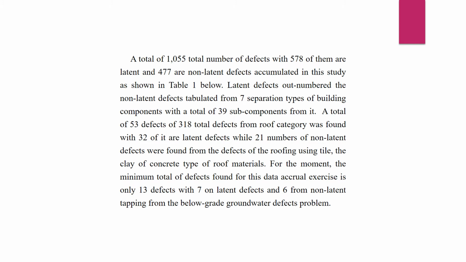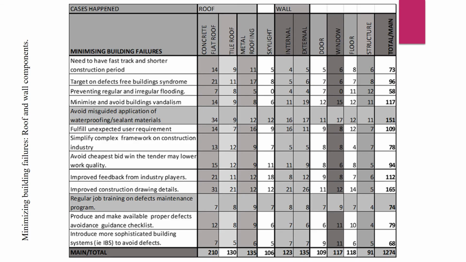The minimum total of defects found in this data is only 13 defects, 7 latent and 6 non-latent, from the below-ground, underground water problem. So it seems like the roof gives the most problems. From this data, the roof tile or concrete roof has the most problems. The roof tile, yeah, from the survey.